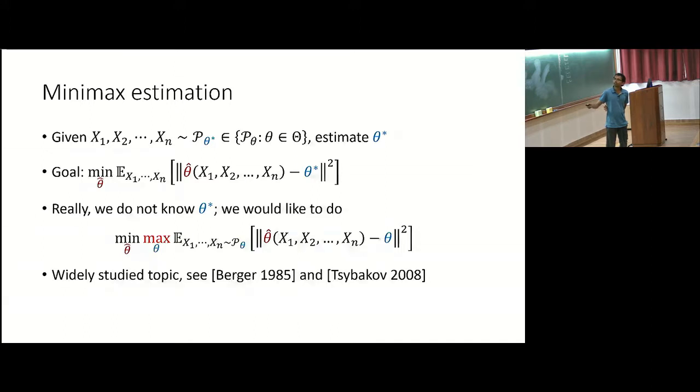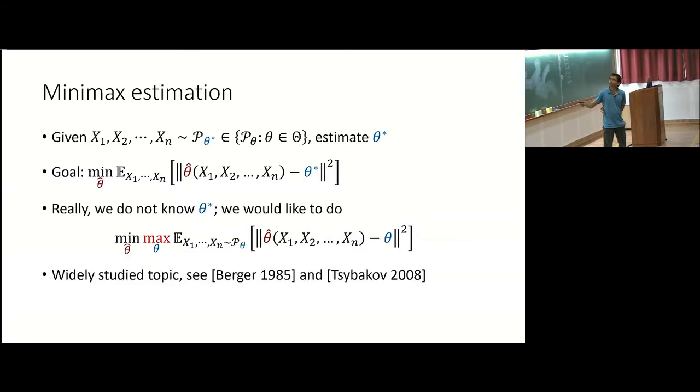Mathematically, we would write it as minimizing over all the estimators theta hat, which take in the samples and then output a parameter vector, and then we wish to minimize the error between theta hat of x1 to xn minus theta star, and the expectation is over the samples coming from theta star. Now, a trivial solution to this would be to just output theta star, irrespective of what the samples are, but the thing is we don't know what theta star is.